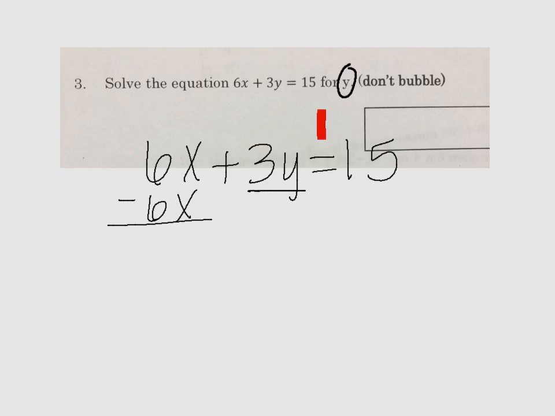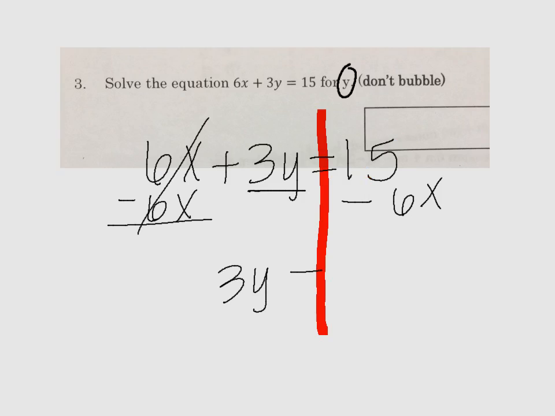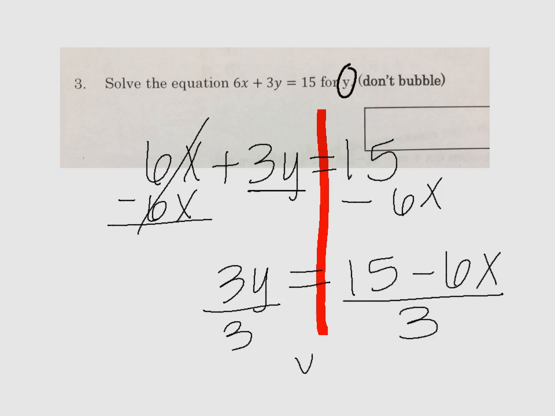What I do to one side of the equation, I have to do to the other. Don't try to do it on the same side of the equation. You can't. Minus 6x. Since this has no x term, the 15, this has no x term, you can't combine them. So you're just going to bring everything down. Then I need to get the y by itself. 3y means 3 times y. The opposite is divide. Divide everything by 3.